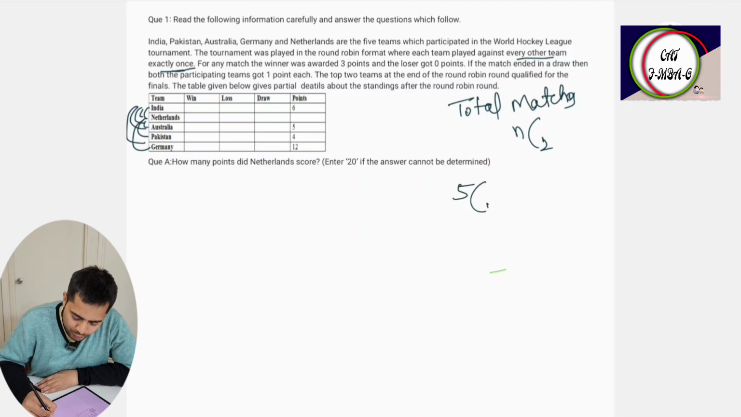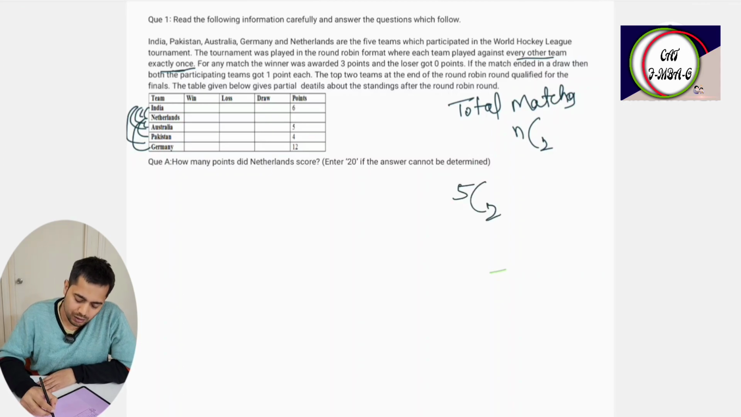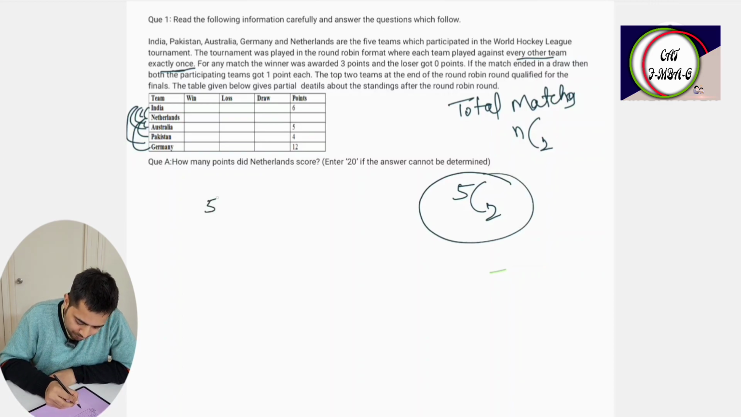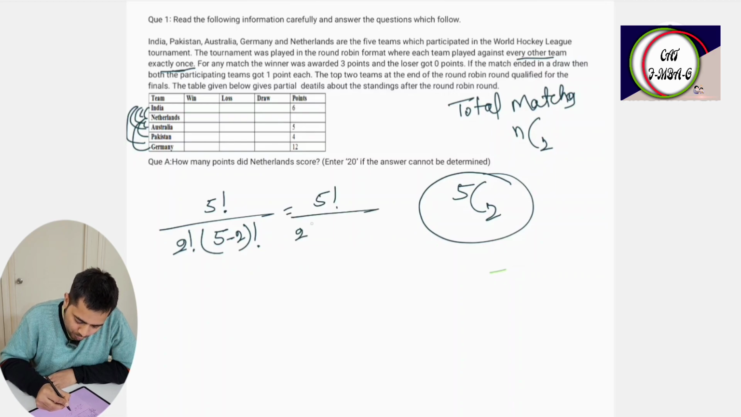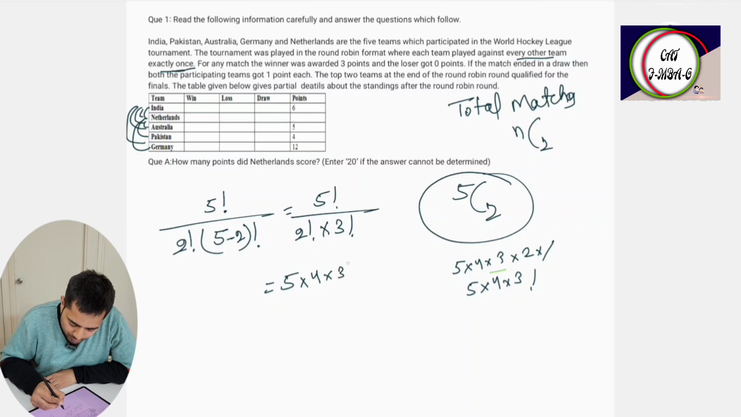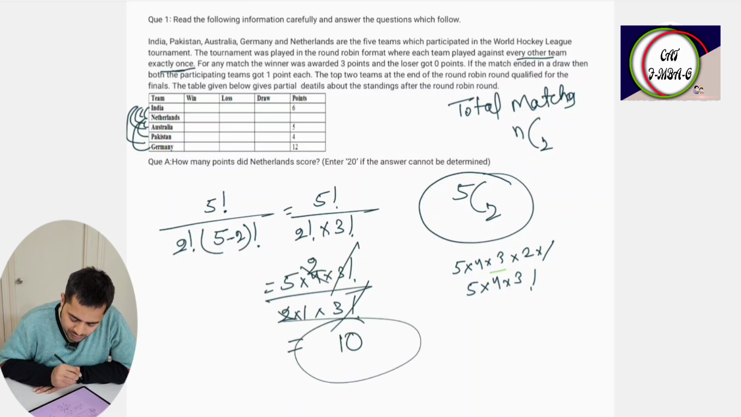NC2. So here 5C2 when each team plays exactly once. This is the simple formula. 5C2 can be written as 5 factorial divided by 2 factorial into 5 minus 2 factorial, which is equal to 5 factorial divided by 2 factorial into 3 factorial. Now 5 factorial is 5 into 4 into 3 factorial. So 5 into 4 into 3 factorial divided by 2 into 1 into 3 factorial. 3 factorial cancels. So total number of matches are 10.